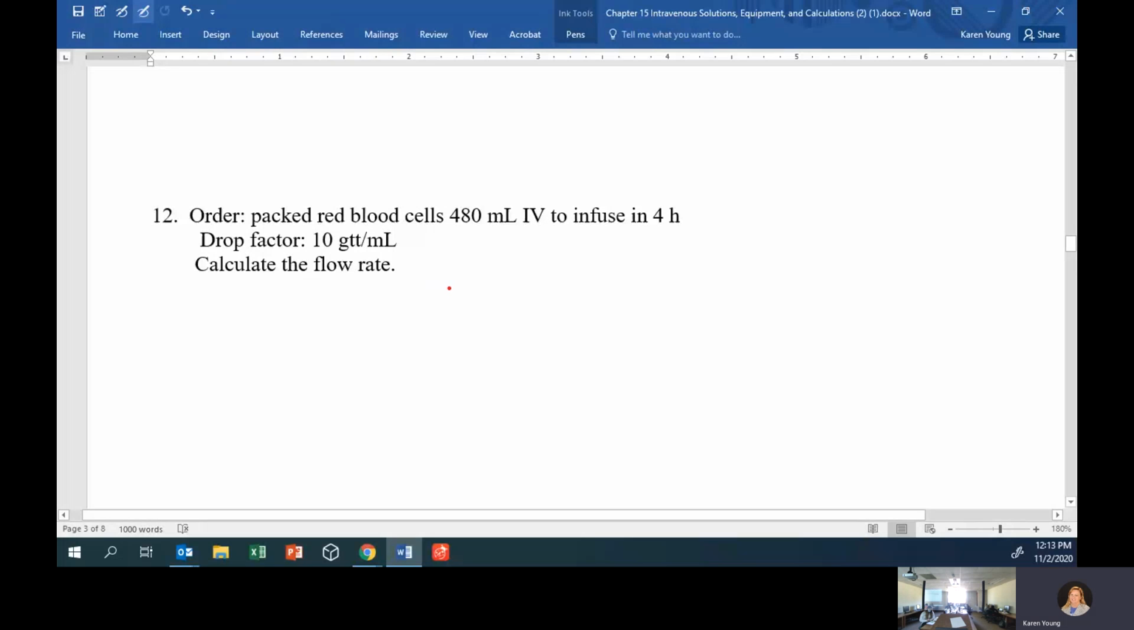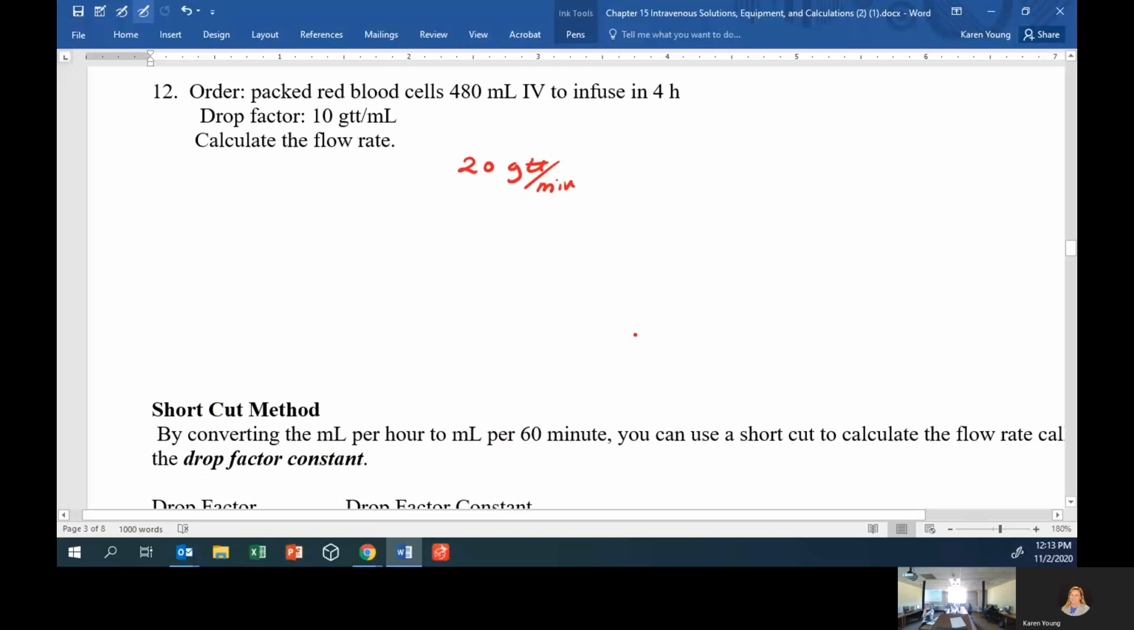Okay, so somebody tell me, what did you get for your flow rate? 20 drops per minute. Okay, so 20 drops per minute. Did everybody get that, or do I need to work it out? Y'all okay? All right, I can't hear anybody.